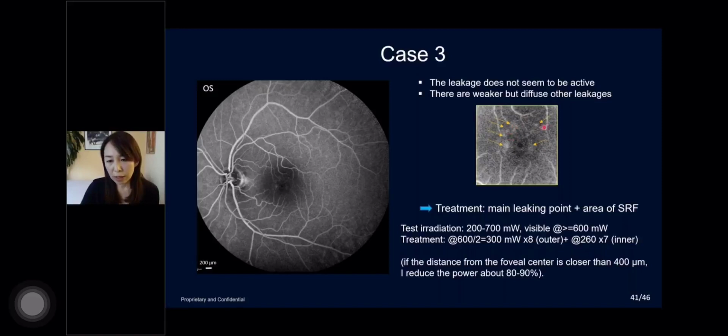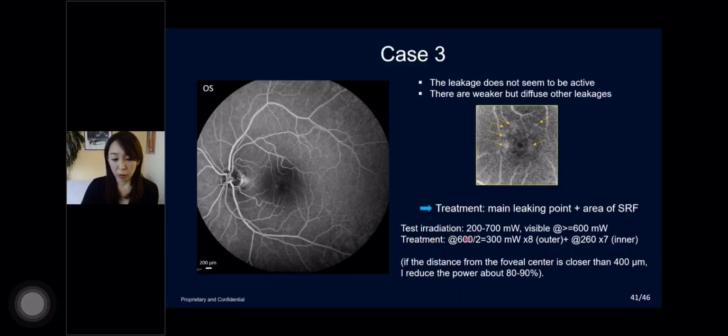And also we can see a very faint hyperfluorescence point. Therefore, I thought this was a somewhat diffuse case. This is why in this case, treatment of not only the leakage point but an area of serous subretinal fluid was taken. This strategy was taken. So, test irradiation, again: 200, 700, and in her case 600 milliwatt is positive.